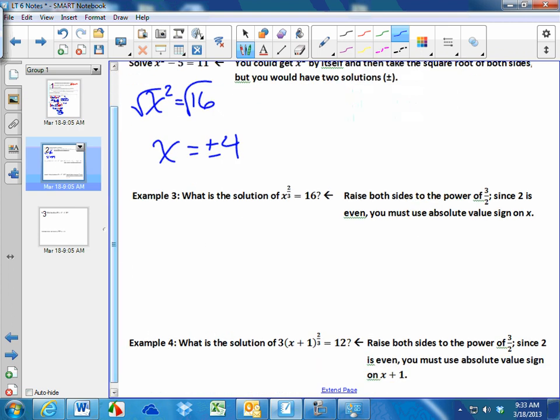Example 3. The rule says x to the 2/3. If we have x to the 2/3, we should raise it to the what power? Raise it to the 3/2 power. And what you do to one side of an equation, you have to do to the other. So 16 also gets raised to the 3/2 power.